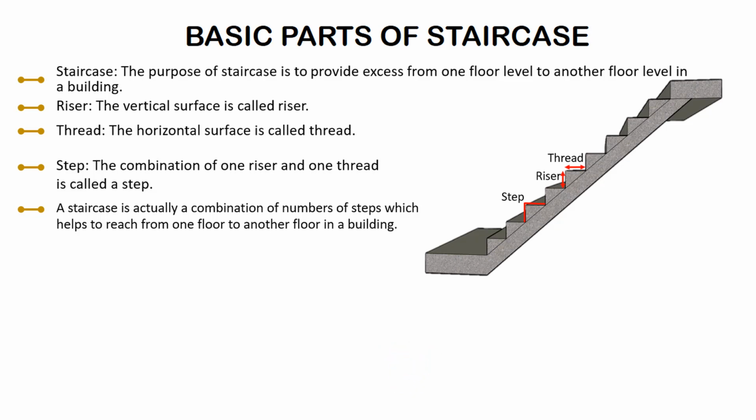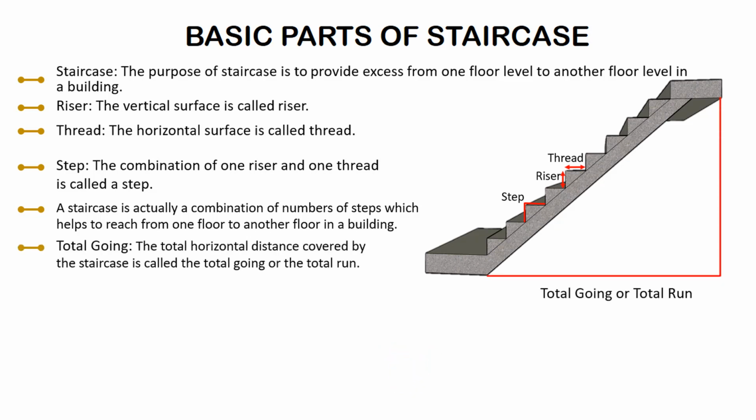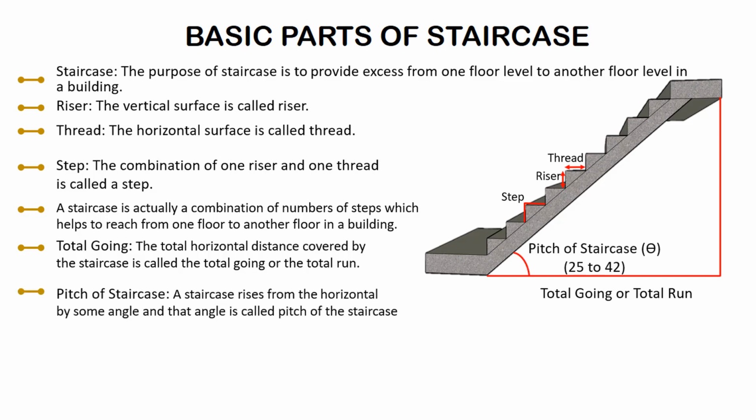Now in the process of rising up the staircase from the starting level to the last one, the total horizontal distance covered by the staircase is called the total going or the total run. A staircase rises from the horizontal by some angle, and that angle is called pitch of the staircase, and the limit for the pitch is 25 degrees to 42 degrees, which means that we can provide a minimum of 25 degree pitch and a maximum of 42 degree pitch. And you can also find out this angle by yourself with the help of a simple formula, and we will discuss that in our next video.